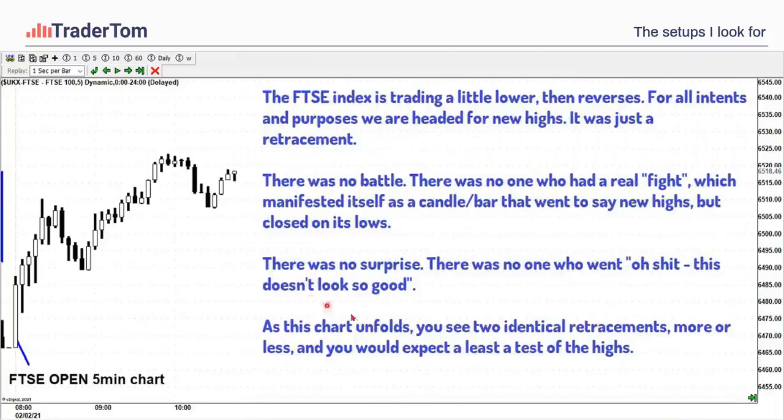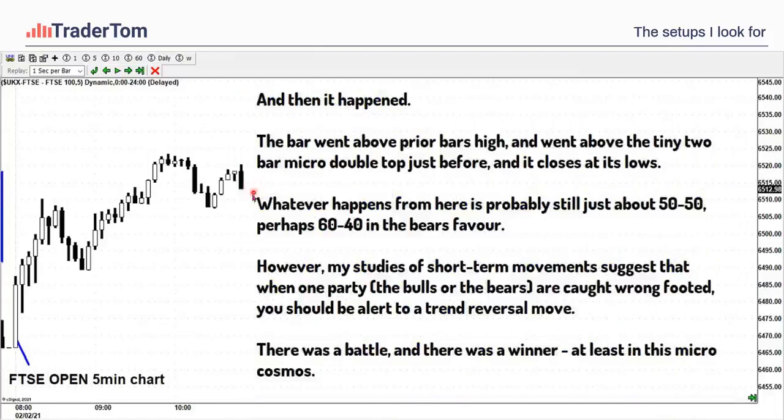As this chart unfolds, you see 2 identical retracements, more or less, and you would expect at least a test of the highs. But then this bar happened here. And these are the things that I constantly look out for. The bar went above a prior bar's high, and then went above this tiny micro double top just before, and it closes on its lows.